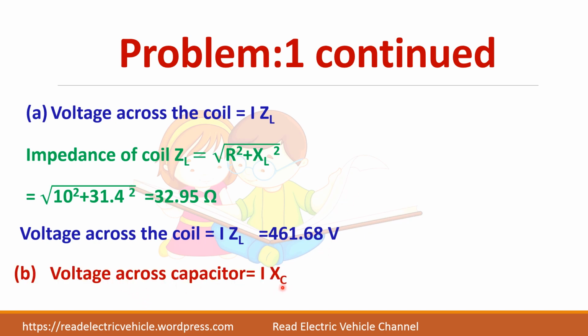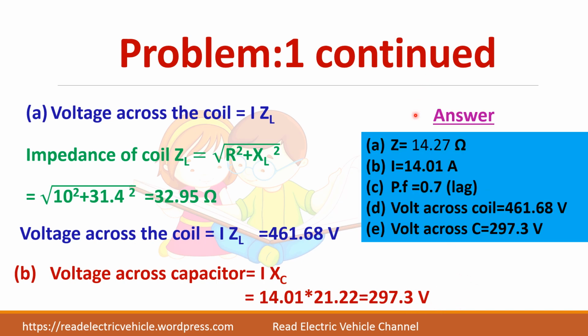Voltage across the capacitor is equal to I into XC. So this is the voltage across capacitor. So write down all the answers.